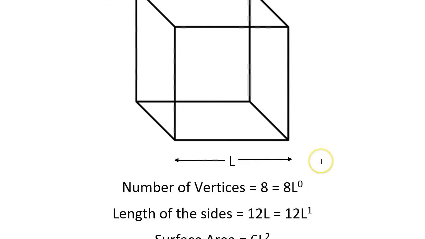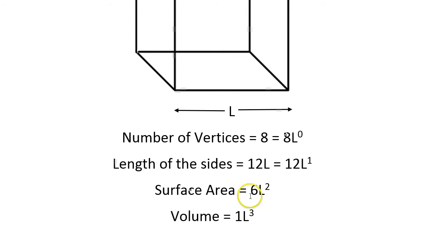We could talk about the surface area. Well, the surface area of each side is L squared, and there's 6 sides. So the surface area is 6L squared, which is an example of a second order relationship. And finally, the volume is equal to 1L cubed, and that would be an example of a cubic relationship.